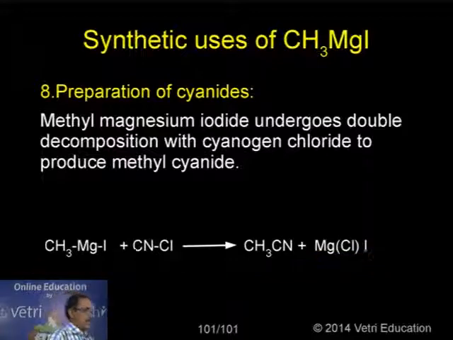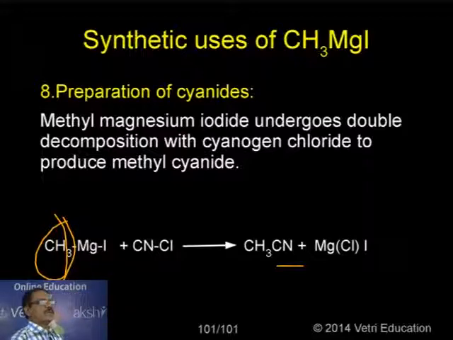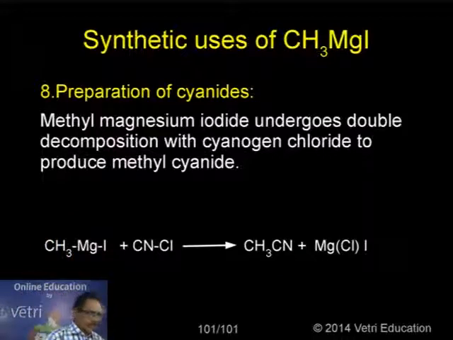Any alkyl cyanide I can prepare using the Grignard reagent. If I use methyl magnesium iodide, I can get methyl cyanide. If I use ethyl magnesium iodide, I can get ethyl cyanide. If I use phenyl magnesium iodide, I can get phenyl cyanide. So, any cyanide I can prepare with the help of Grignard reagent. This is the most important reaction. I hope you have enjoyed the lecture. Thank you.